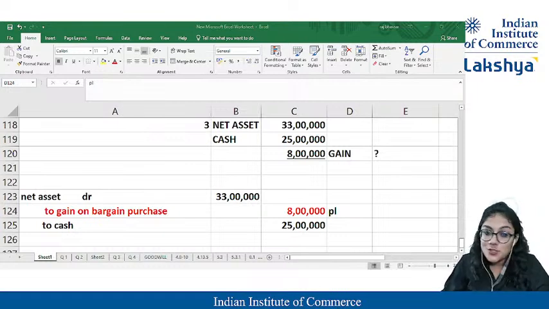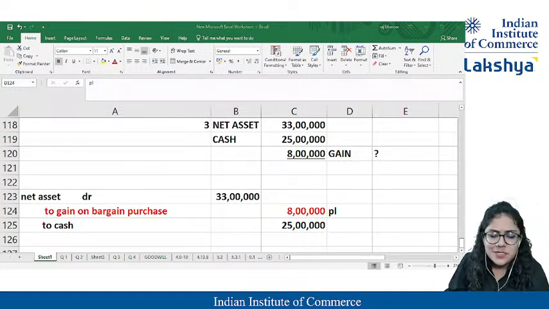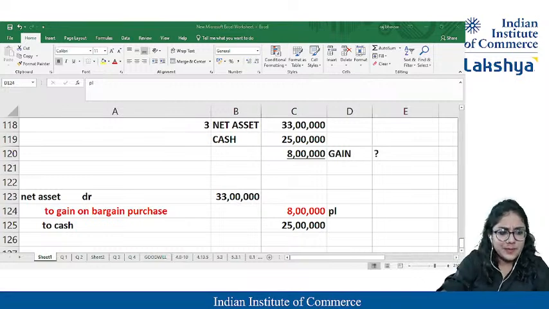So basically, if it is a gain on bargain purchase, we'll be happy. But that happiness is not so long. We have to pay tax on that happiness. That is, we have to book an income. That is a gain into P&L account, and accordingly the income taxes are to be paid. Yeah, that is cool. I hope you understood this.